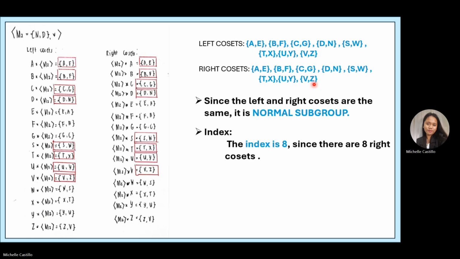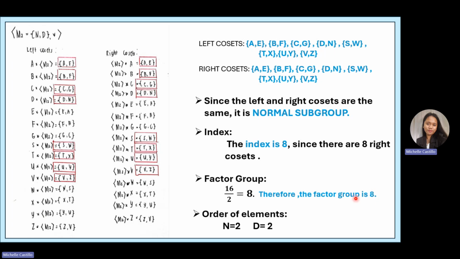Then for the index of the subgroup, since there are 8 right cosets, the index is equal to 8. Then for the factor group, here we have 16, which is the cardinality of the group, and 2, which is the number of elements of the subgroup. So 16 divided by 2 is equal to 8. Therefore, the order of the factor group is equal to 8.